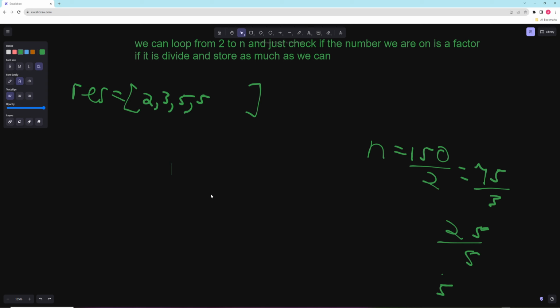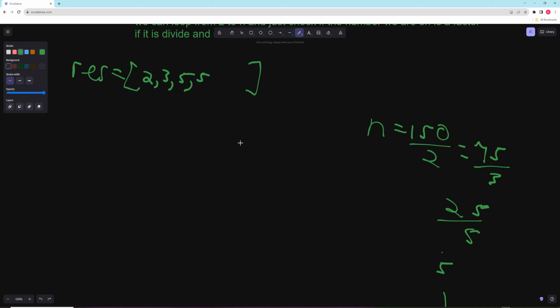So you keep looping until n equals 1, right? If n equals 1, then we can break because we have all of our factors. And let's think about the time complexity for this algorithm. Essentially we are looping through every single number from 1 to n, and then we keep trying to divide by that number. So looping 1 to n is going to be O(n).